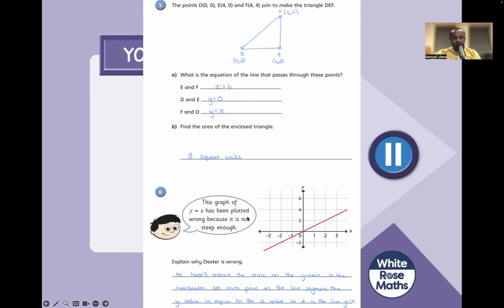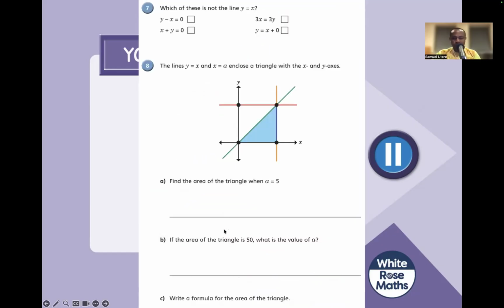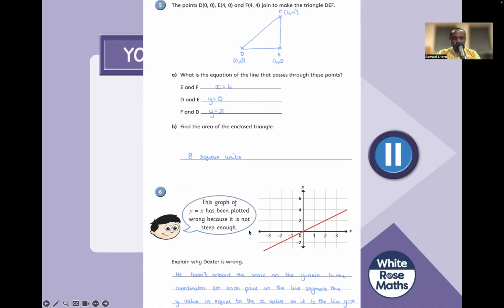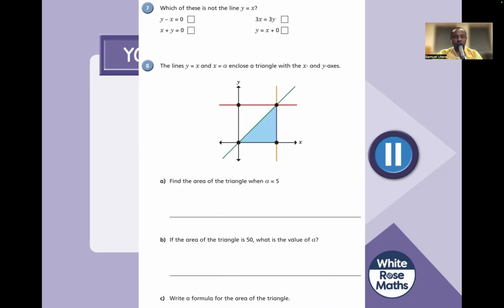Next, you are told the graph of y equals x has been plotted wrong because it is not steep enough. Well, he's not right, because in our previous example, we saw that you could have different steepness for graphs of y equals x. Pause the video and answer questions 7 and 8 in 3 minutes. Or 2 minutes should be sufficient, I think.